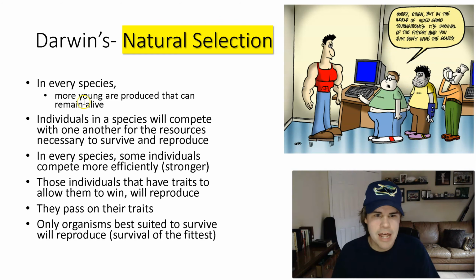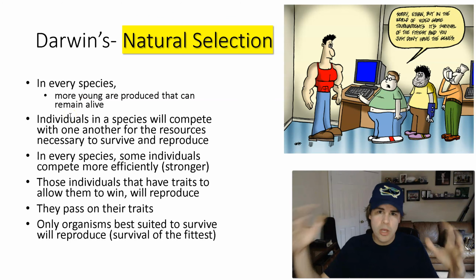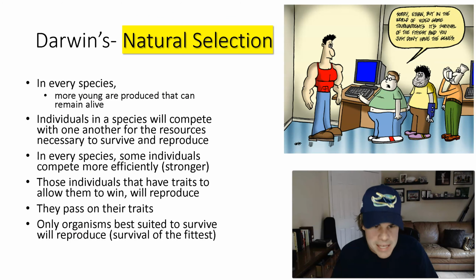But in every species, more young are produced than can remain alive. So more young are produced. They will compete for resources like food, shelter, water, mates, space. In every species, some individuals compete more efficiently.